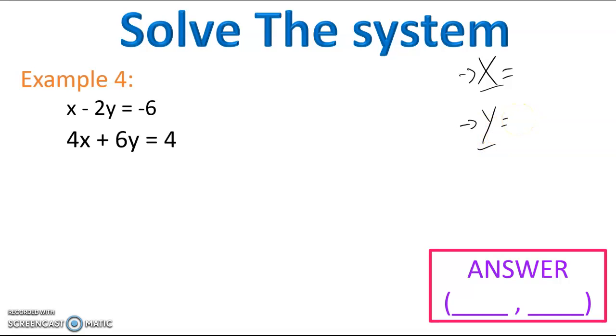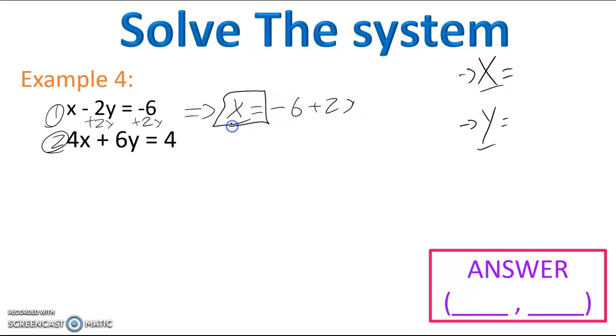So what we need to do is pick one of our equations, I'm going to label them 1 and 2, to solve for either x or y. And what we notice with this first equation is that we could add this 2y to both sides, and we can get that x equals -6 plus 2y, giving us the x equals and then whatever's on this side, all right?